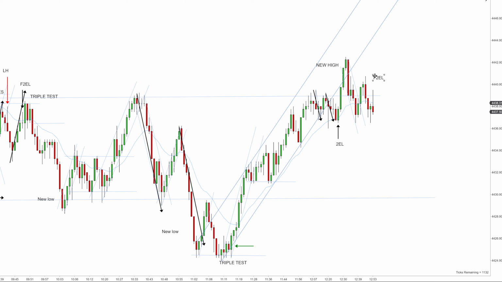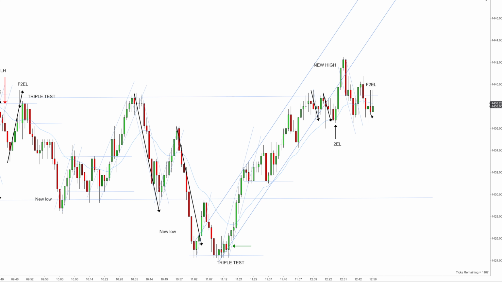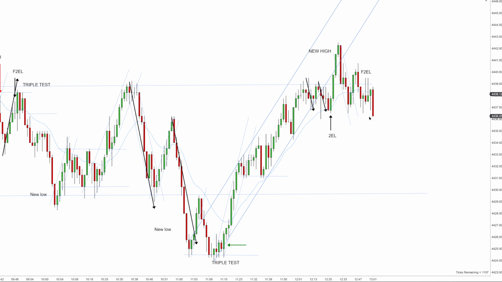Great failed second entry long, new high, first entry long, second entry long, below the trend range, below the EMA, great signal bar, but it never triggered. It stalled, so unfortunately you have to cancel the order. And then you have sort of a lower high confirmation of this failed second entry long, but at this point, you already made a new low for this downtrend.